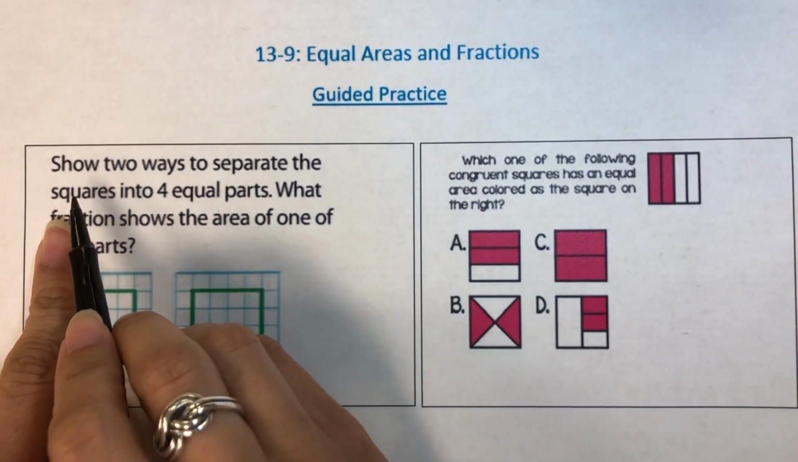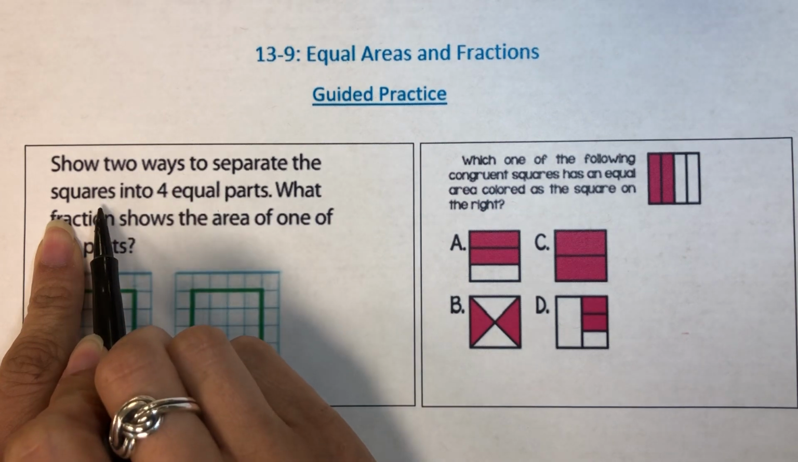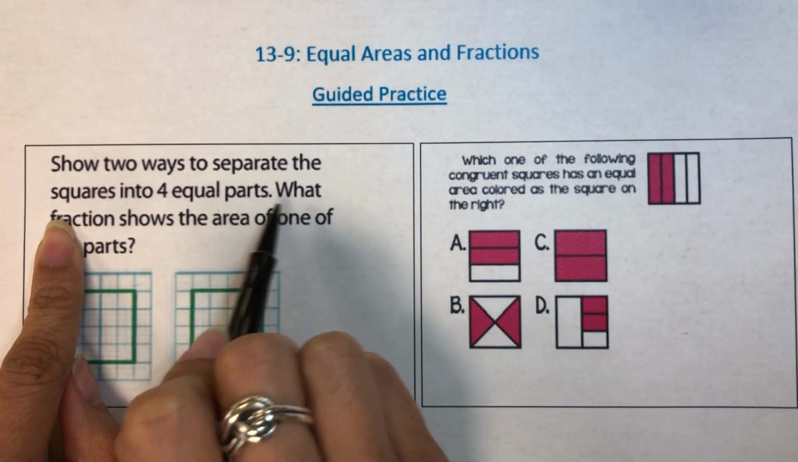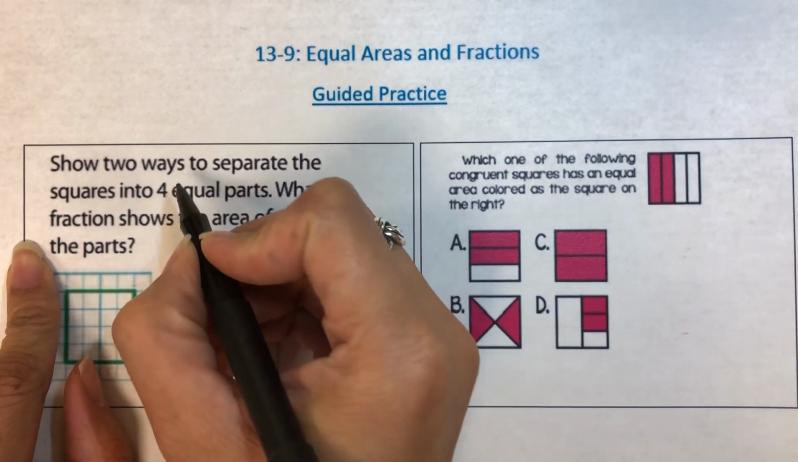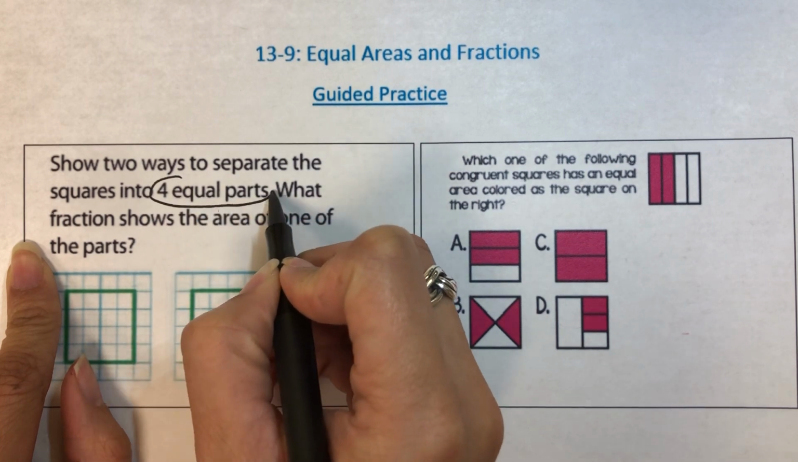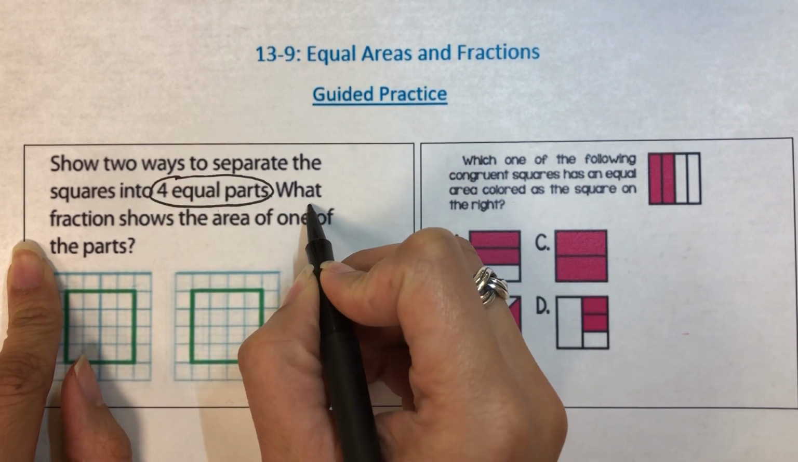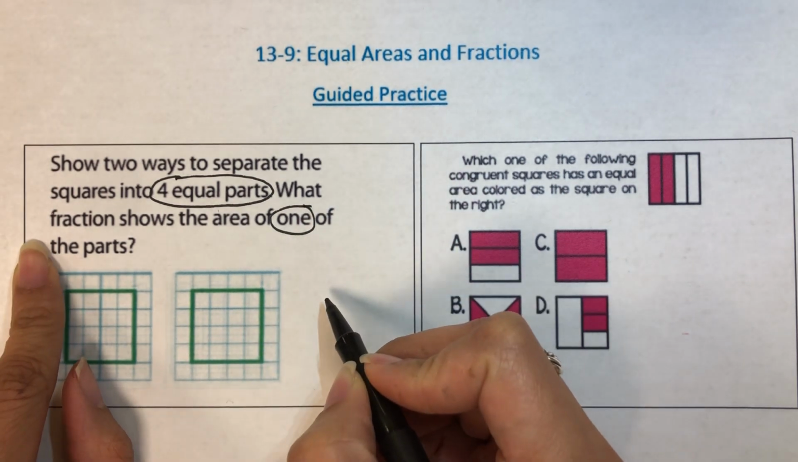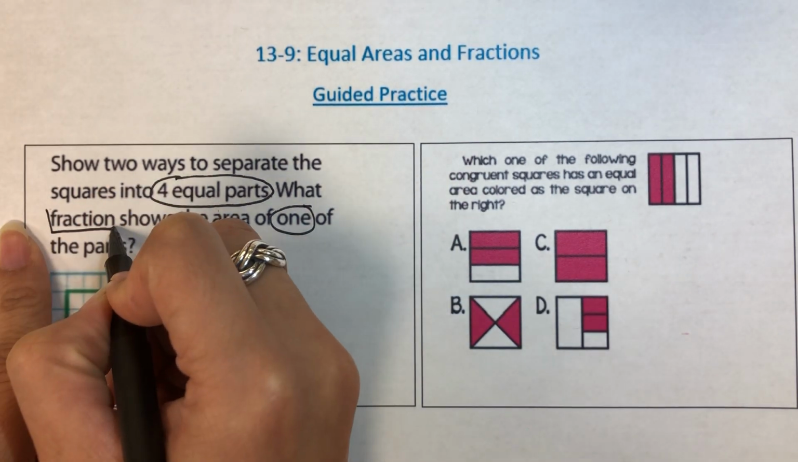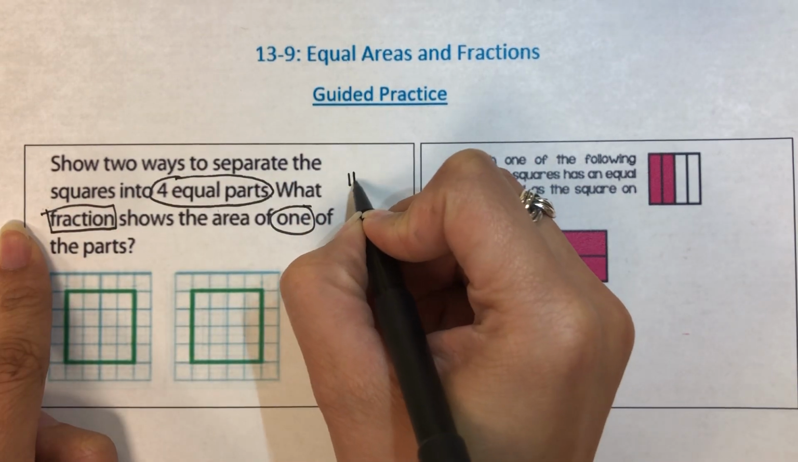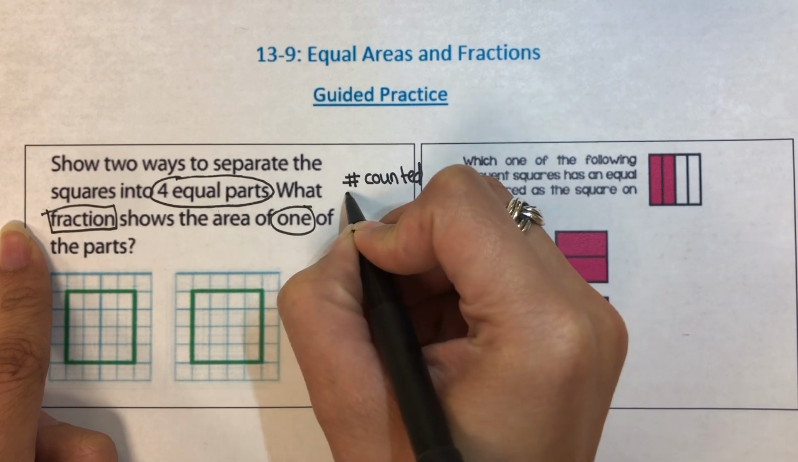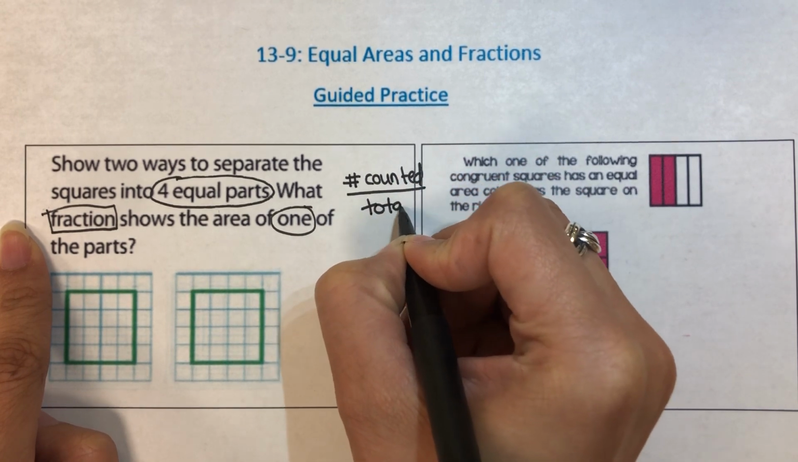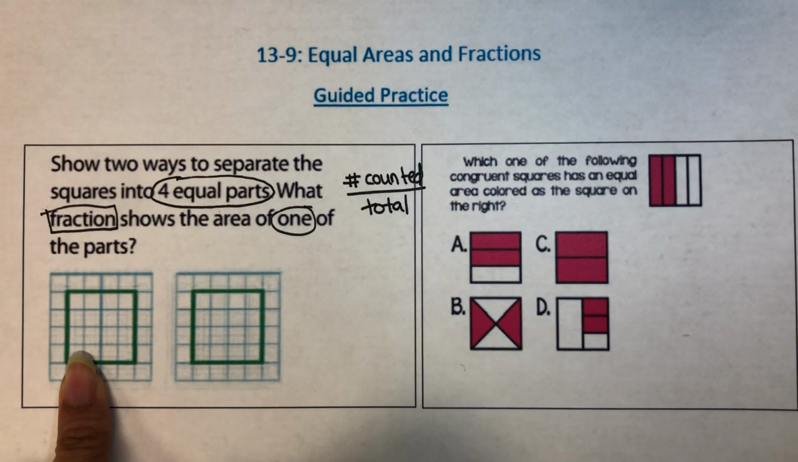So at the top here it says, show 2 ways to separate the squares into 4 equal parts. What fraction shows the area of one of the parts? So we want 4 equal parts here. And then we're being asked to show 1 out of the total parts. Because remember, with fractions, we're solving for the number counted. And we're counting 1 part out of the total. Okay? So we need 4 equal parts. And it tells us to show 2 ways.